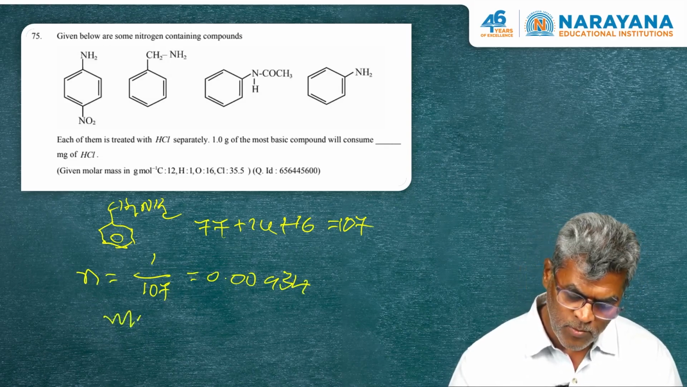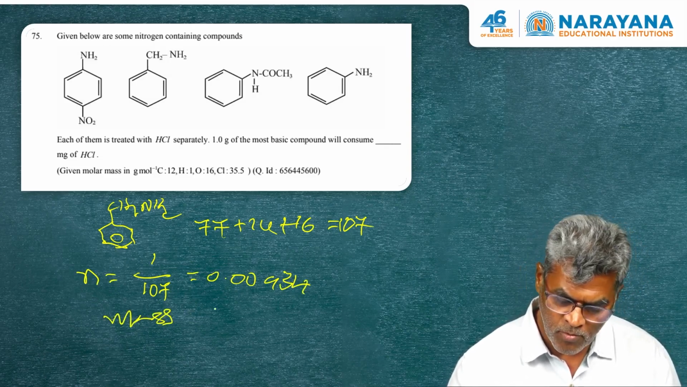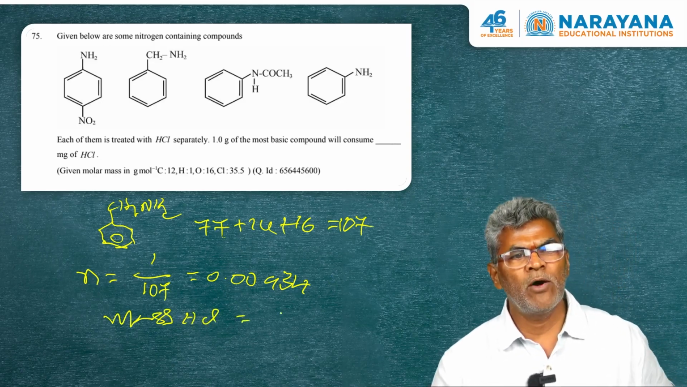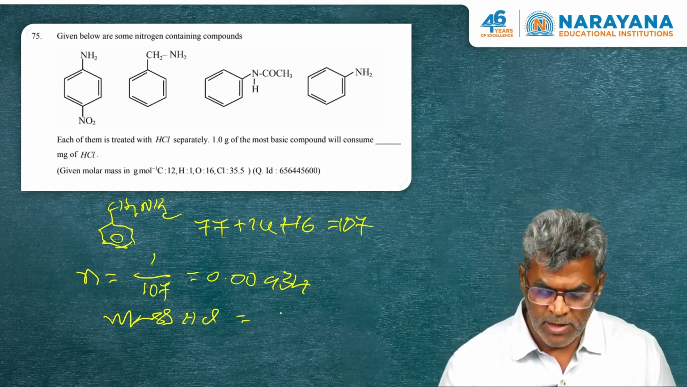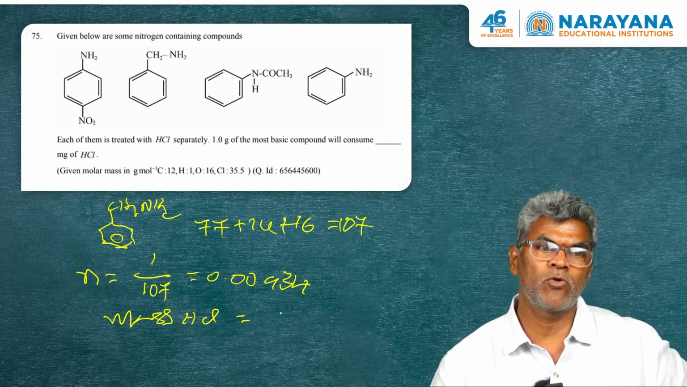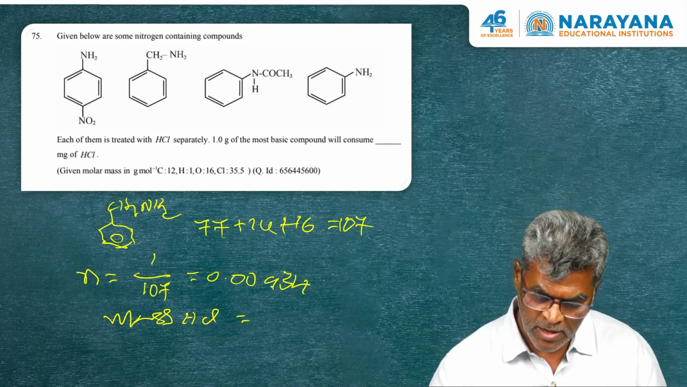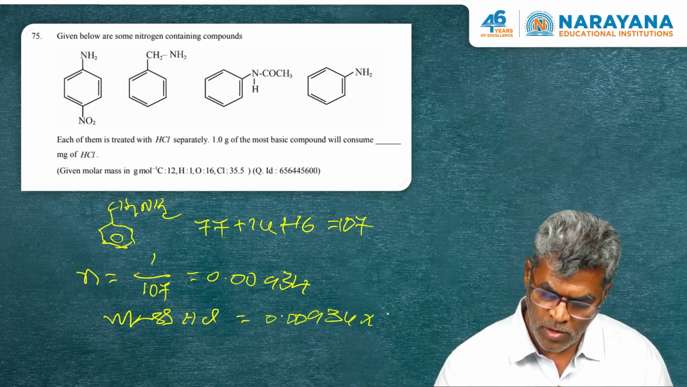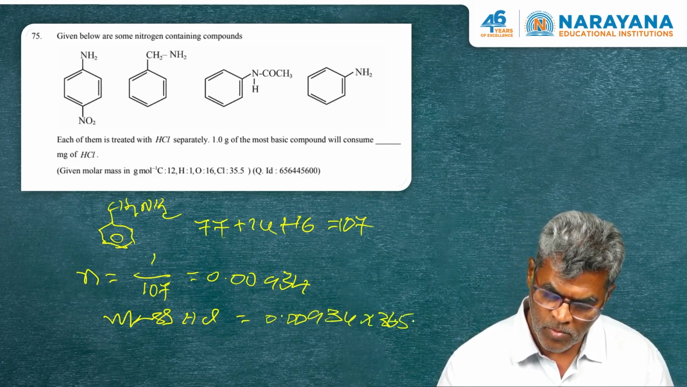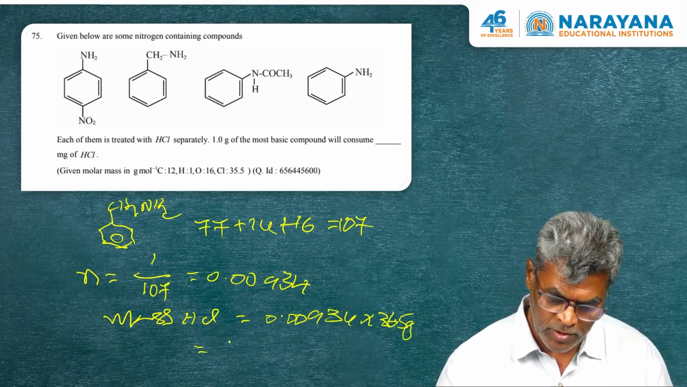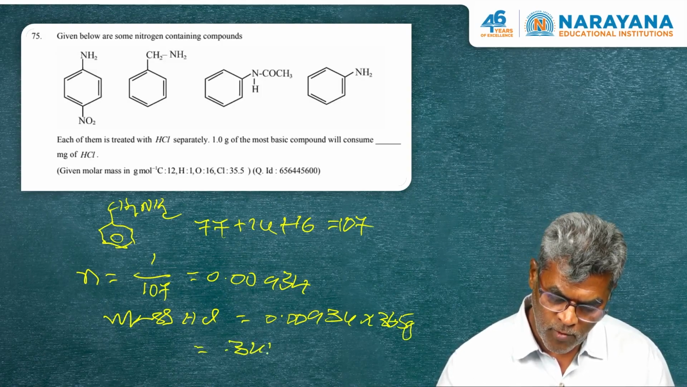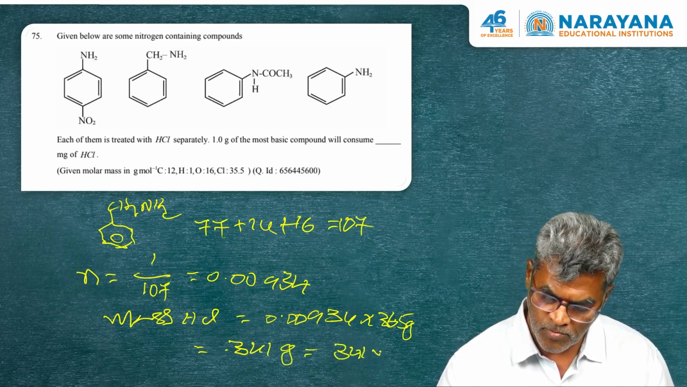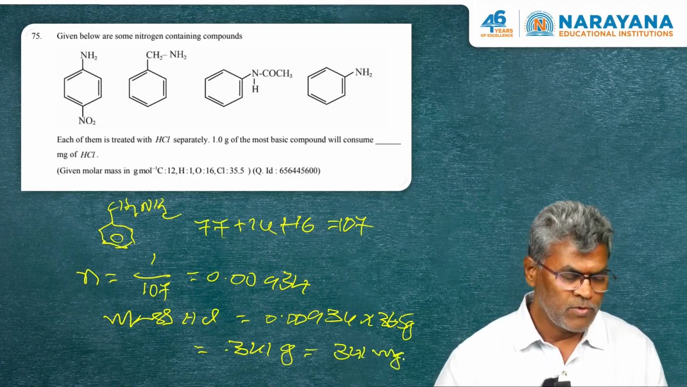The mass of HCl consumed, because 1 mole of benzylamine reacts with 1 mole of HCl. So, the number of moles of benzylamine is equal to the number of moles of HCl. That is why 0.00934 into 36.5 grams. So, you are going to get 0.341 grams, that is equal to 341 milligrams. That is all.